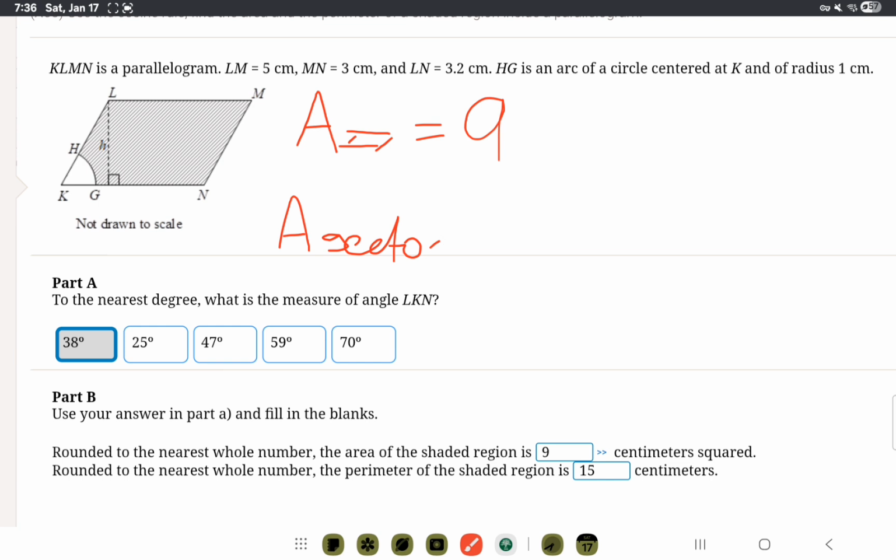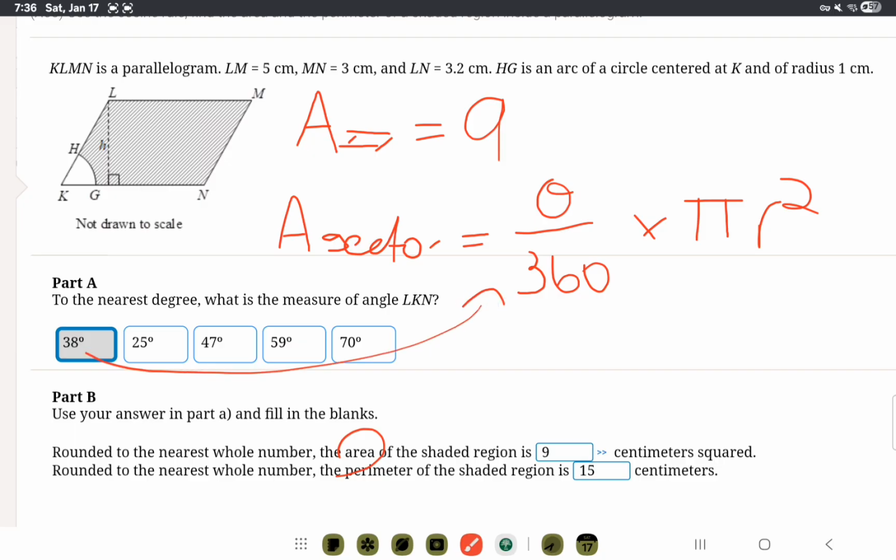There's a formula for sector area: the angle over 360. Since we're talking about area, we use pi r squared. Our angle is 38, so 38 over 360 multiplied by pi. Our radius is 1, because here, see, big 1. The answer is very small: the area of the sector is 0.3.